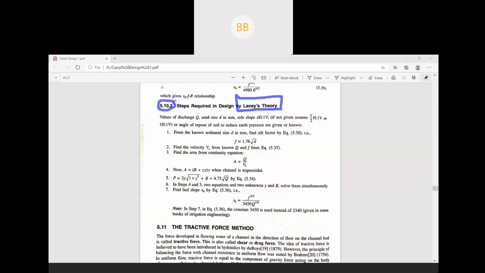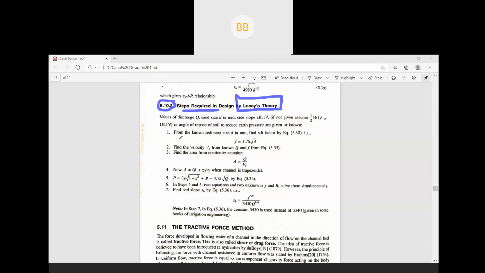Okay, so please write down the steps required in design by Lacy's theory. I think the steps are visible. Kindly write it down, because when you solve numericals, these steps are required.